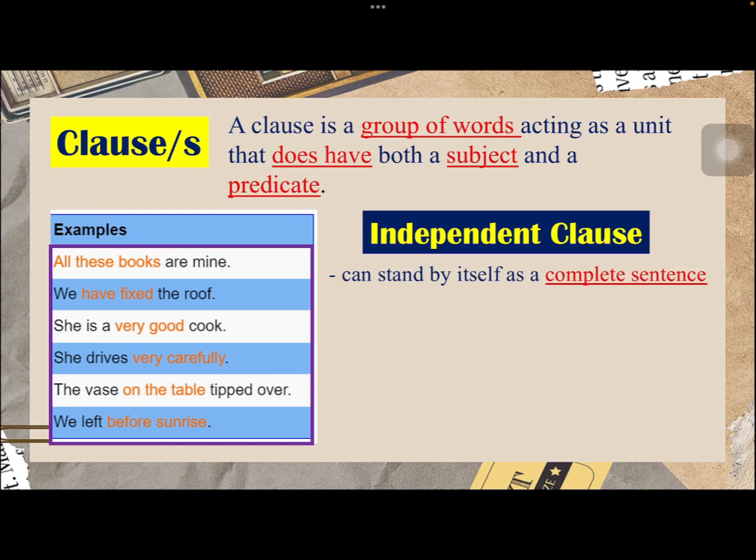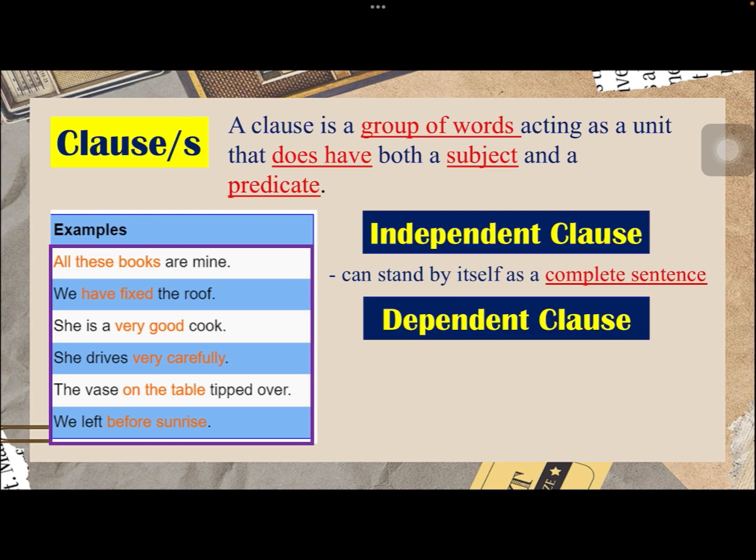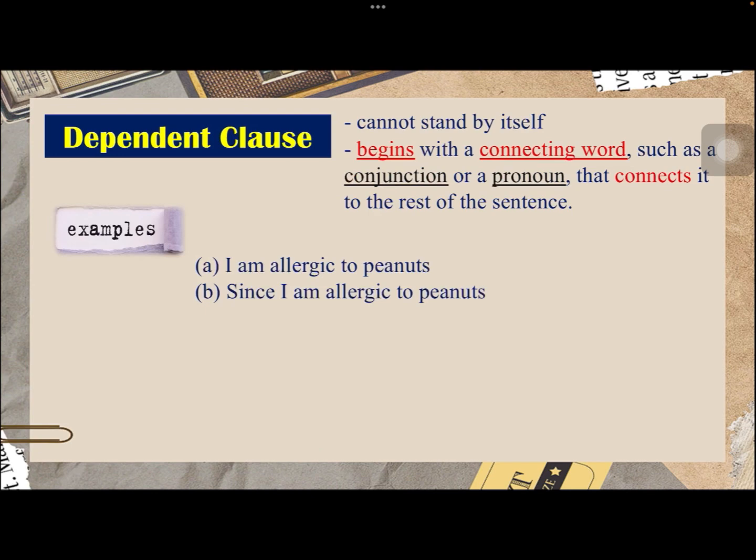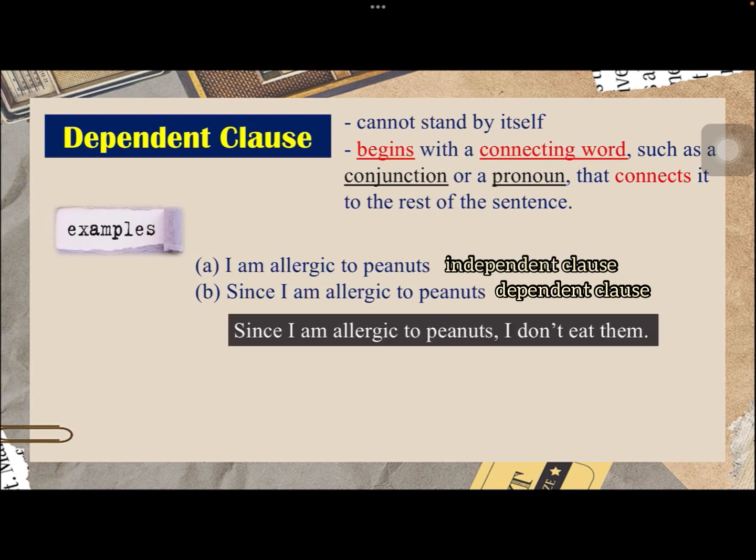The other clause is what we call the dependent clause. This kind of clause cannot stand by itself. It begins with a connecting word, such as a conjunction or a pronoun, that connects it to the rest of the sentence. Look at these examples. A here is our independent clause, while B is our dependent clause. This is a dependent clause since it begins with a connecting word. There should be additional information to make it a whole sentence, like this example here. You added, I don't eat them.